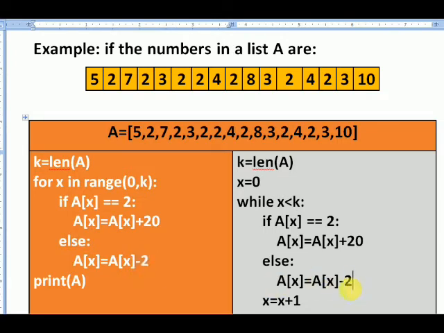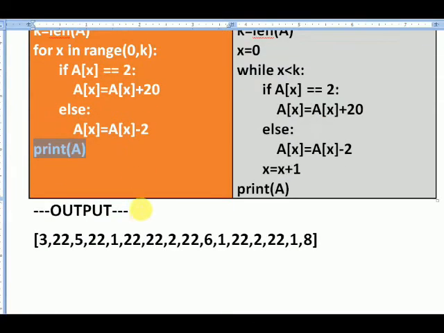Means first time if the value of x is 0, it is 5, वो कहाँ जाएगा, else part, -2 it will become 3. Next case x will be at 2, yes it is true, then it becomes 22. Same way in 7, same way 2, same way 3, like this it goes on. And at last when the loop finishes, outer part में बाहर आकर के हम लिखेंगे print a, it will display an output like this. ये देखो, here it is.